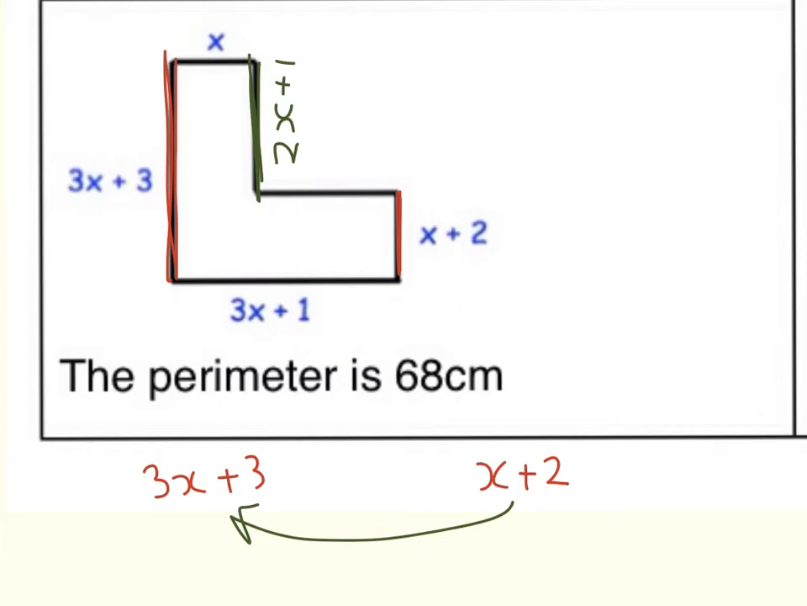In a similar sort of way, you need to find this edge here. Once you've done that, you know the perimeter is 68, so you need to add up 3x plus 1, 3x plus 3, x, 2x plus 1, whatever that works out to be, and x plus 2. Simplify it, make it equal to 68, and then you've got an equation to solve.